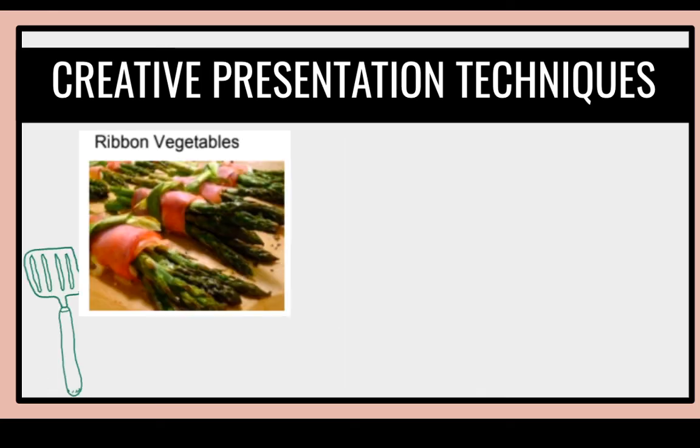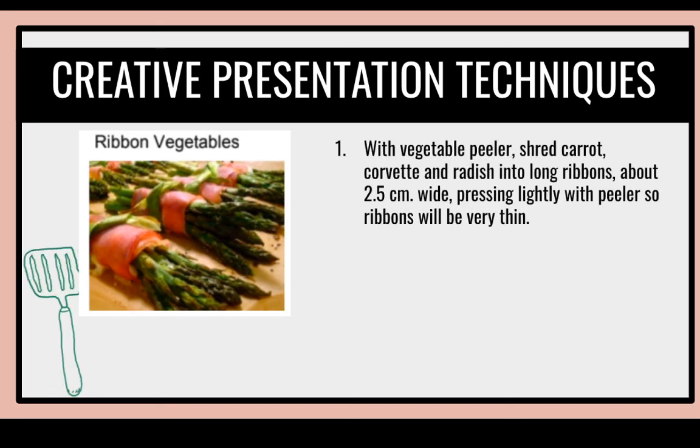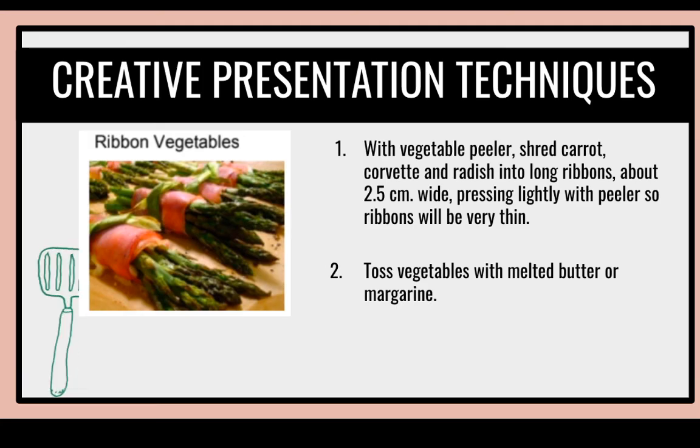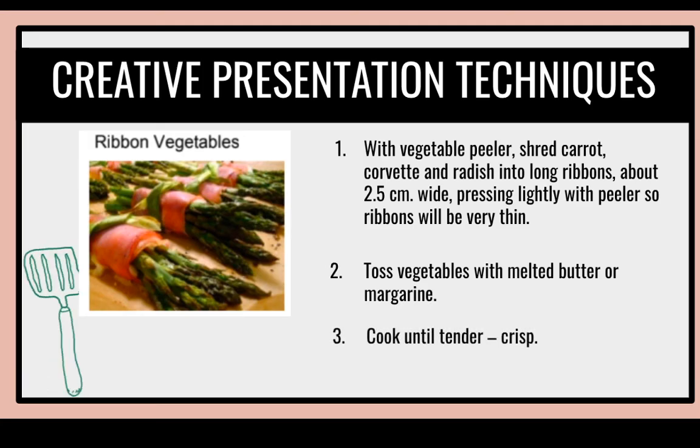For your ribbon vegetables, as what you have seen in the picture, this is very detailed but attractively served. First, using a vegetable peeler, shred the carrot and radish into long ribbons about 2.5 centimeters wide. Press lightly with the peeler so the ribbons will be very thin. Then toss the vegetables with butter or margarine to enrich the flavor. And lastly, cook until tender and crispy using the dry heat method as what we have learned in Quarter 2, Module 2.